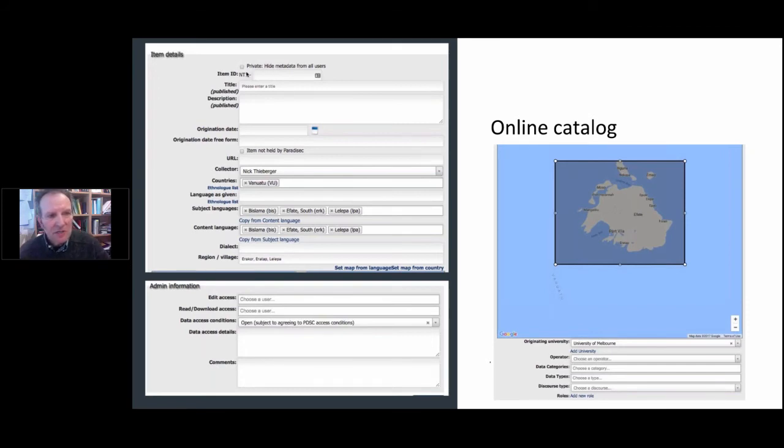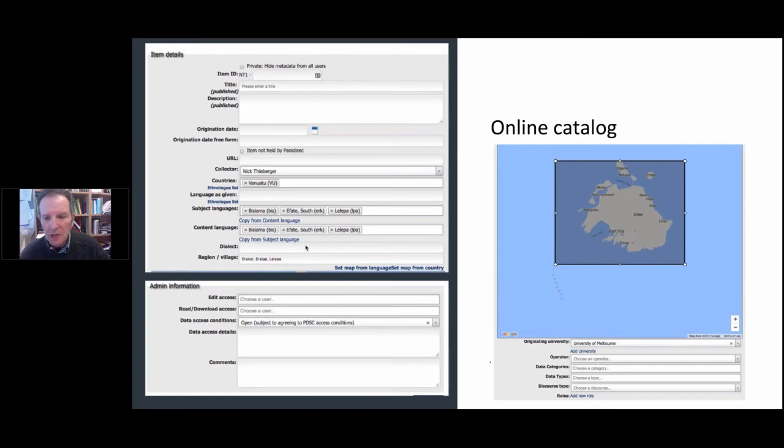We have the possibility to make the metadata private. So as Keith was just saying, FAIR doesn't mean that everything has to be made publicly accessible. If you're constructing a collection, you can keep all the metadata private and then publish it when you're ready. You can also assign various kinds of access conditions, including open, subject to normal conditions, or closed, subject to whatever conditions you want to specify.